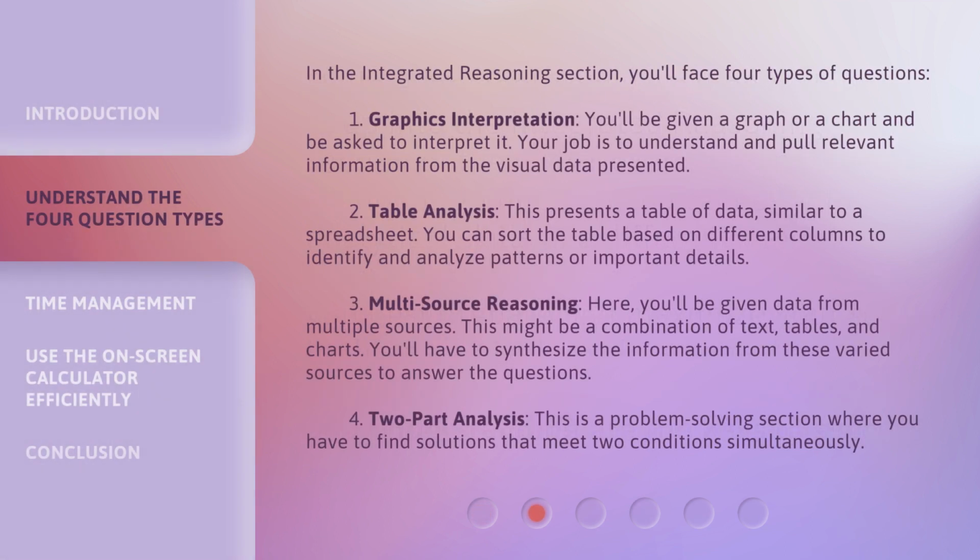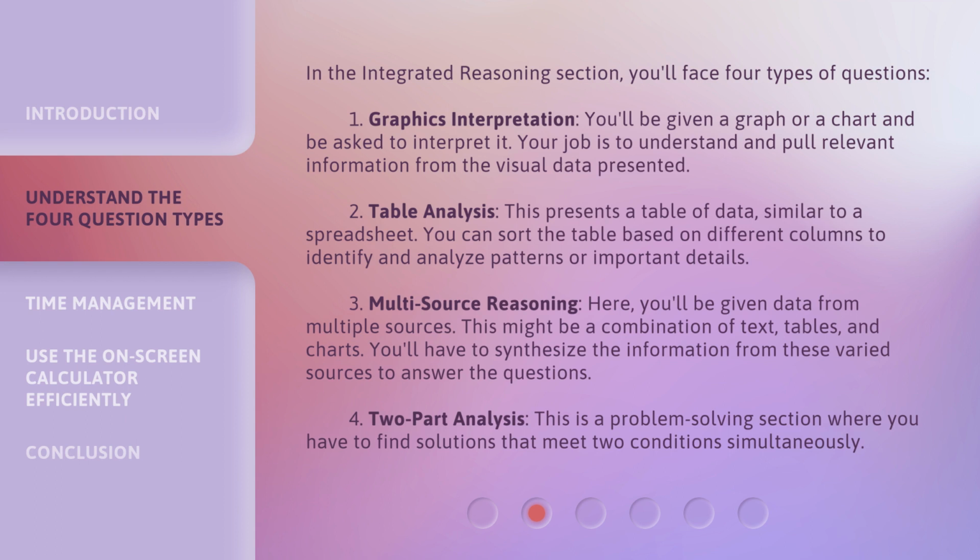In the Integrated Reasoning section, you'll face 4 types of questions. 1. Graphics interpretation. You'll be given a graph or a chart and be asked to interpret it. Your job is to understand and pull relevant information from the visual data presented. 2. Table analysis. This presents a table of data, similar to a spreadsheet. You can sort the table based on different columns to identify and analyze patterns or important details.